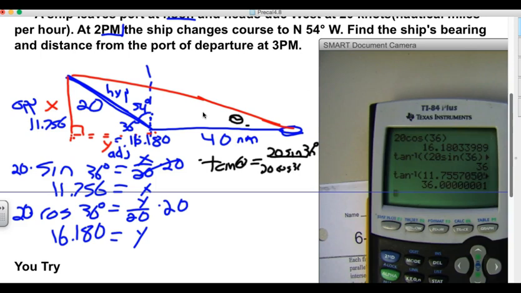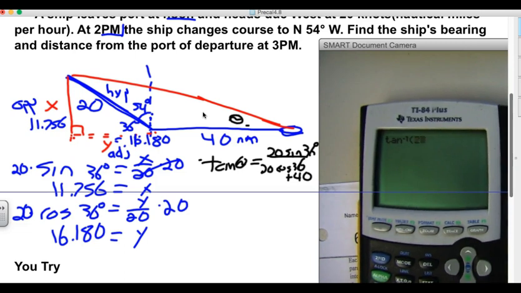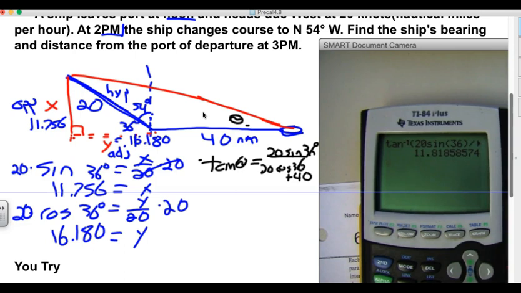It's hard to read, that's a little small: 20 cosine 36 plus 40. So we can type it in just like that, and that'll give us our most exact answer. So let's look right here. We do second tangent of 20 times the sine of 36, and then divide that. And on the bottom, we need to put this in parentheses because we're adding those two. So hit 20 cosine 36 plus 40, and then close that parenthesis. And you have to close another one, and it gives us 11.81 degrees. Okay, so theta is 11.81 degrees.